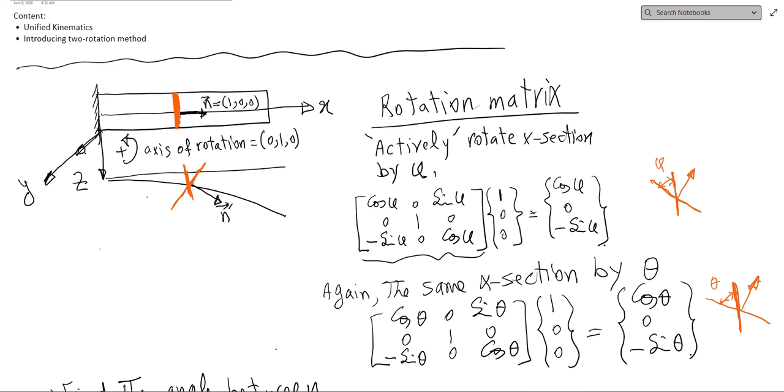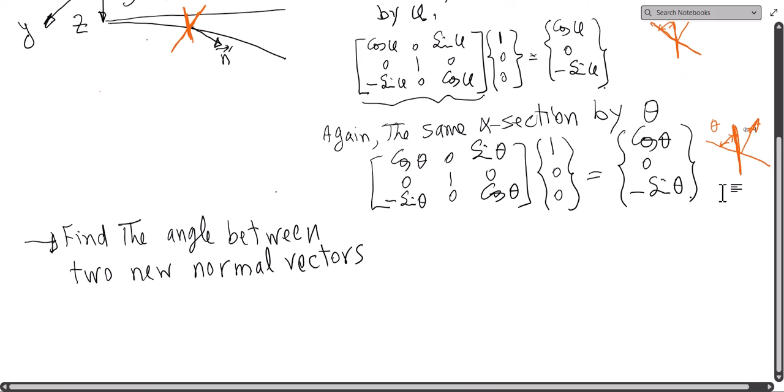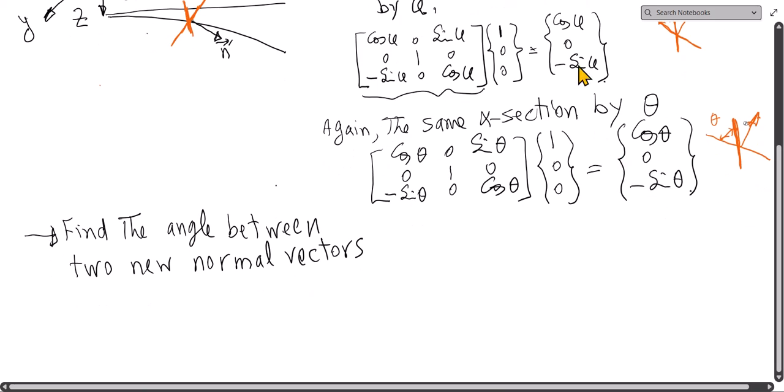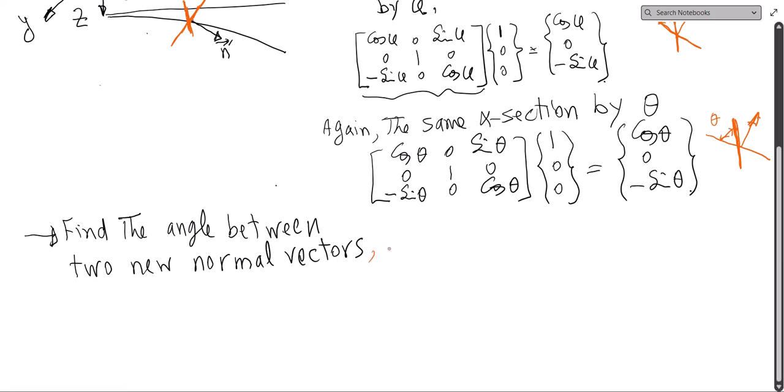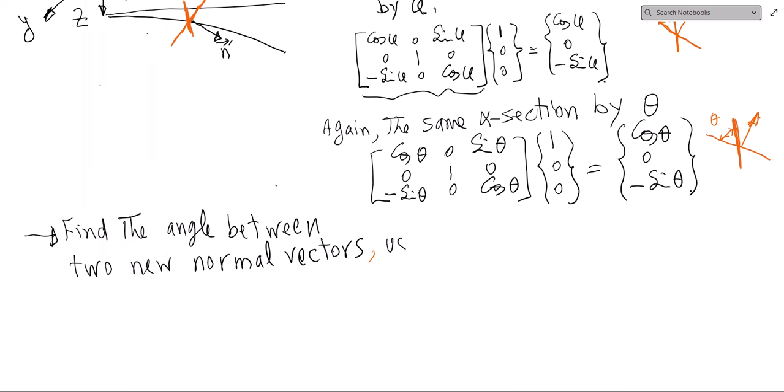Now I want to find the orientation of these two normal vectors as given here. These are the two vectors, and I want to find the angle between these two. Therefore, I will use the dot product operation.